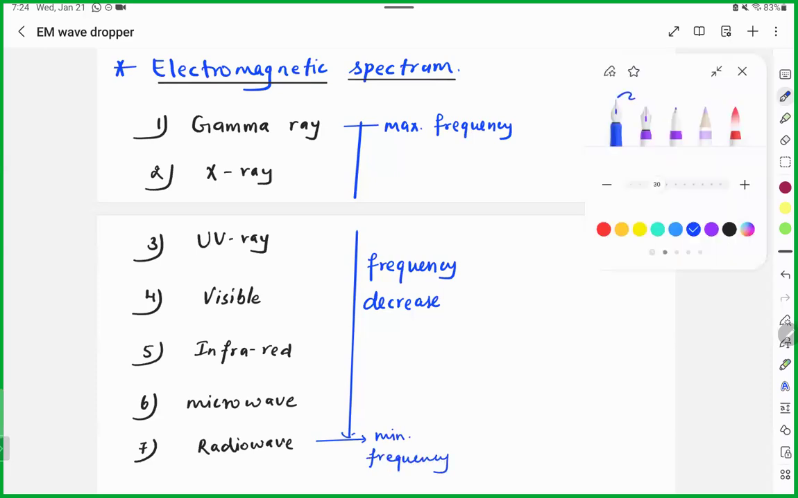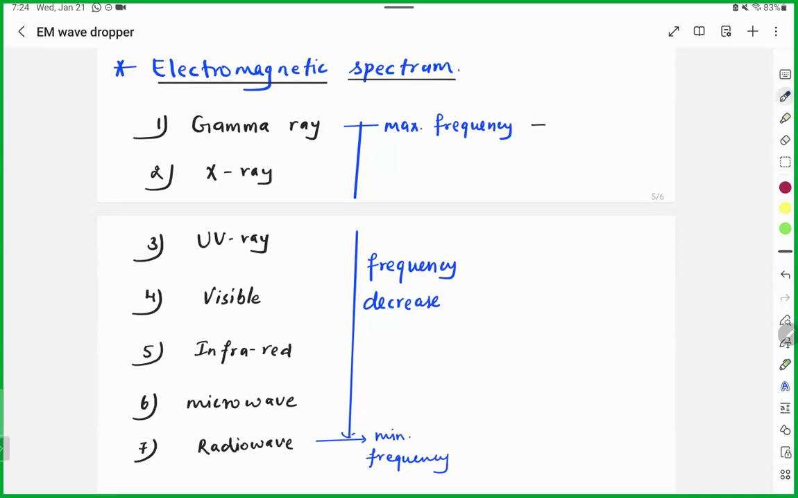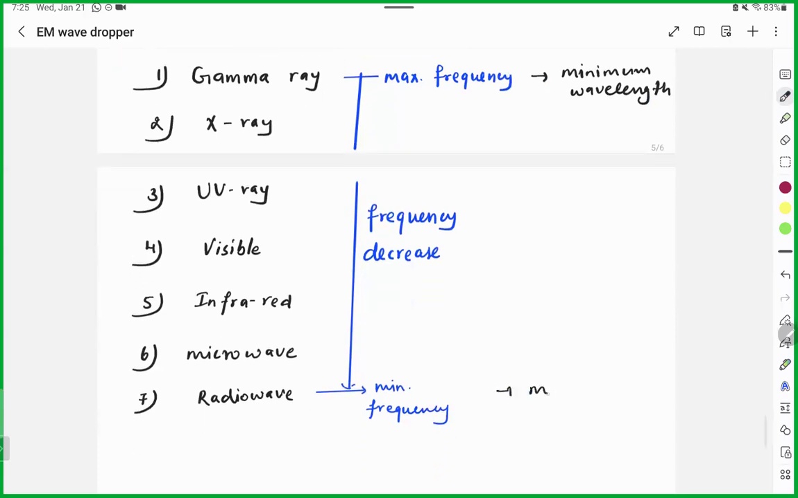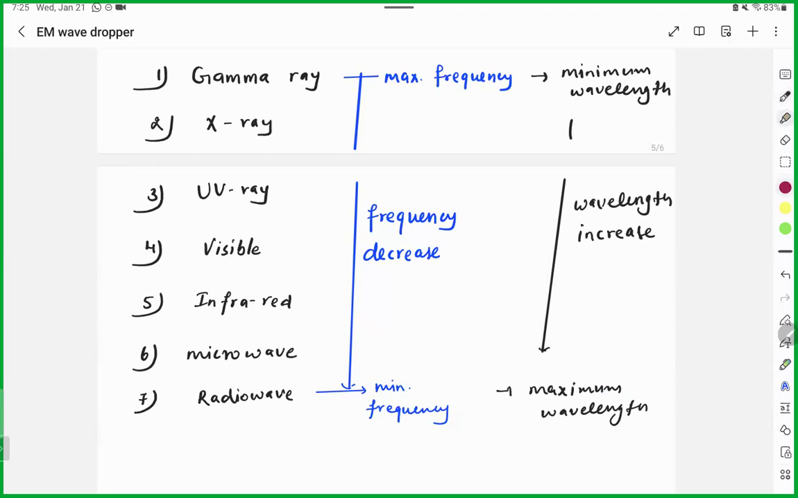In gamma rays, you will have minimum wavelength, and here you have maximum wavelength, and it means down the group wavelength is increasing. Any doubt, guys? Sarah? No, sir. So frequency decreases, wavelength increases down the group.